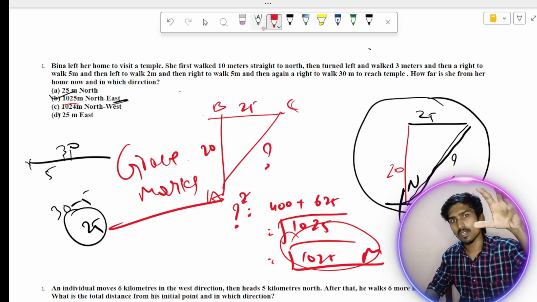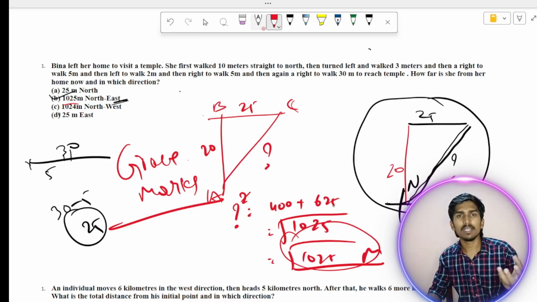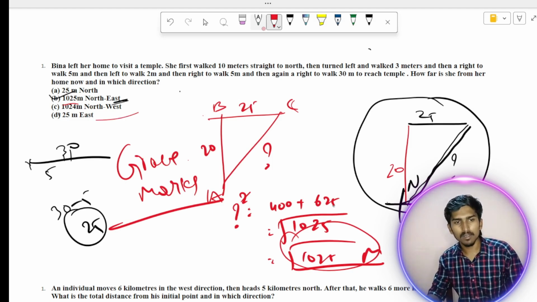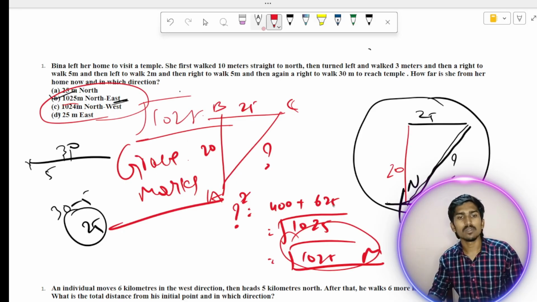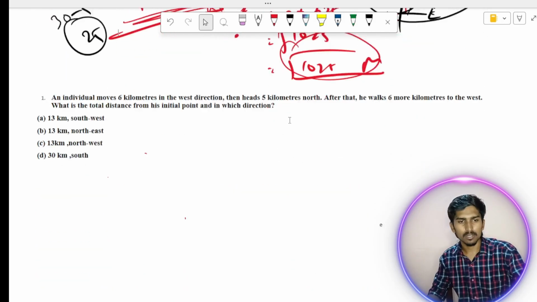This is also one of the tips I need to give you. In any examination, if you do it in the right manner, you'll get some answer. If that doesn't match, that means sometimes the question will be wrong. Like in our case, the square root of 1025 is the answer, but here they just gave 1025 meters, so it is a grace mark. Let's go with the next question.